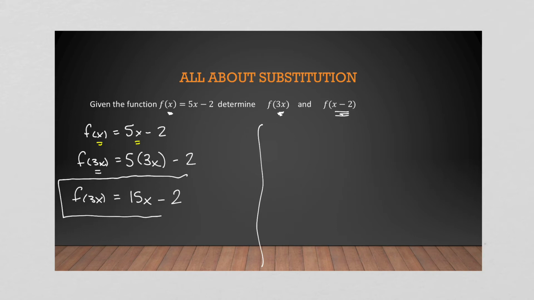F of 3x is equal to 15x minus 2. And that's where you're at. Understanding how and when to stop is important. So what about the other one here?